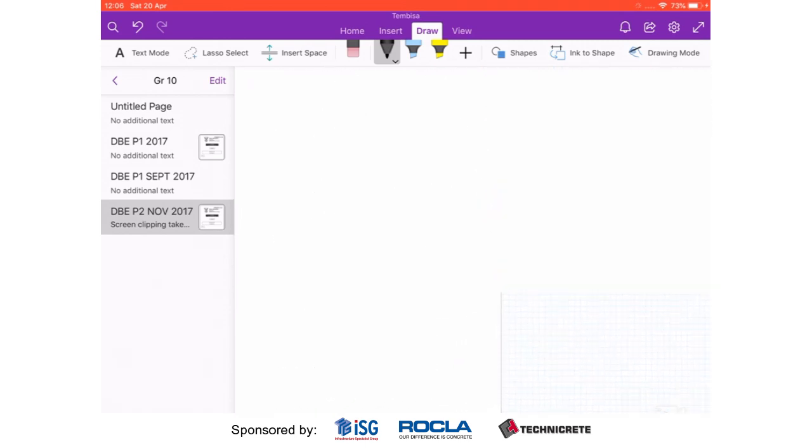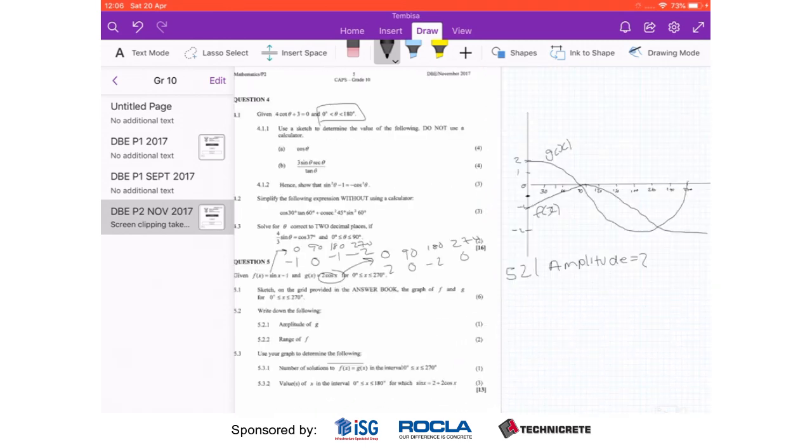Okay, next one, the range of F. So we know range is from the highest to the lowest value, and the highest to the lowest is from negative 2 up until 0. That's one way you could write it. The other way you could write it is y is equal to negative 2. Remember square brackets because it is actually equal to that value.